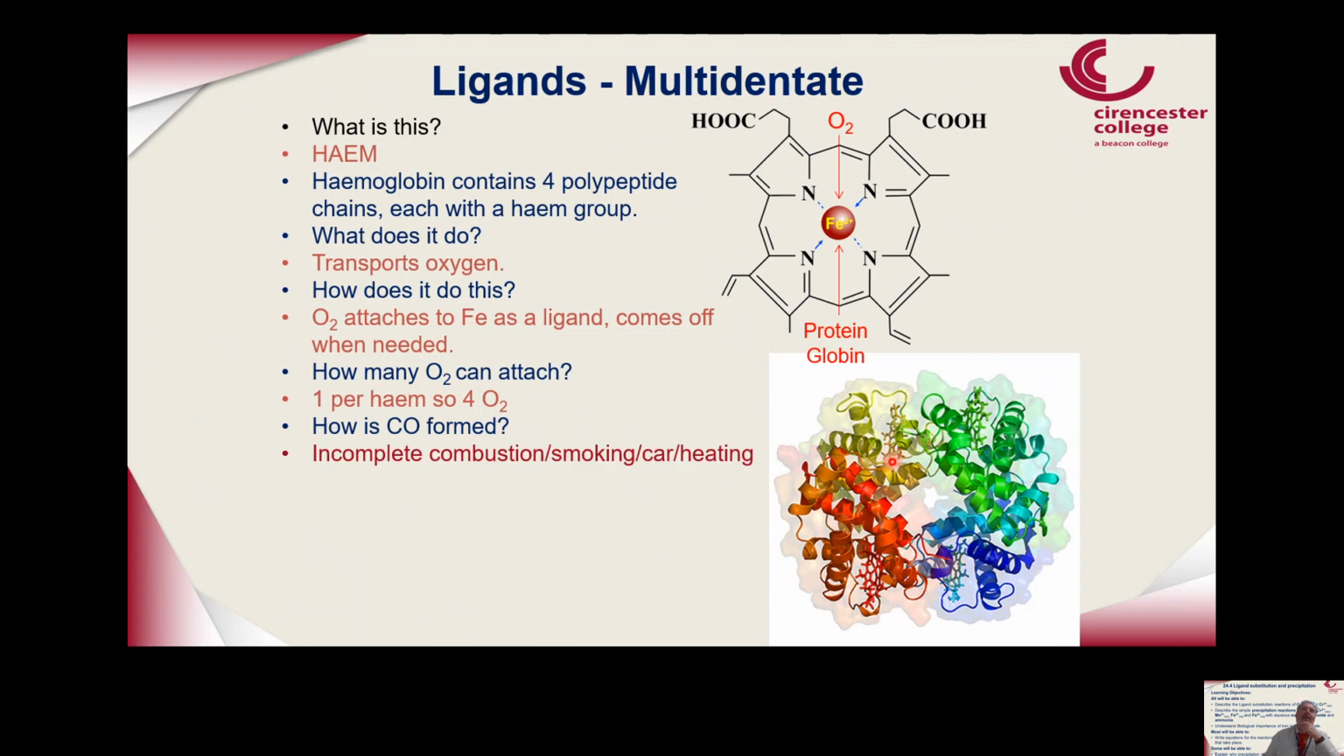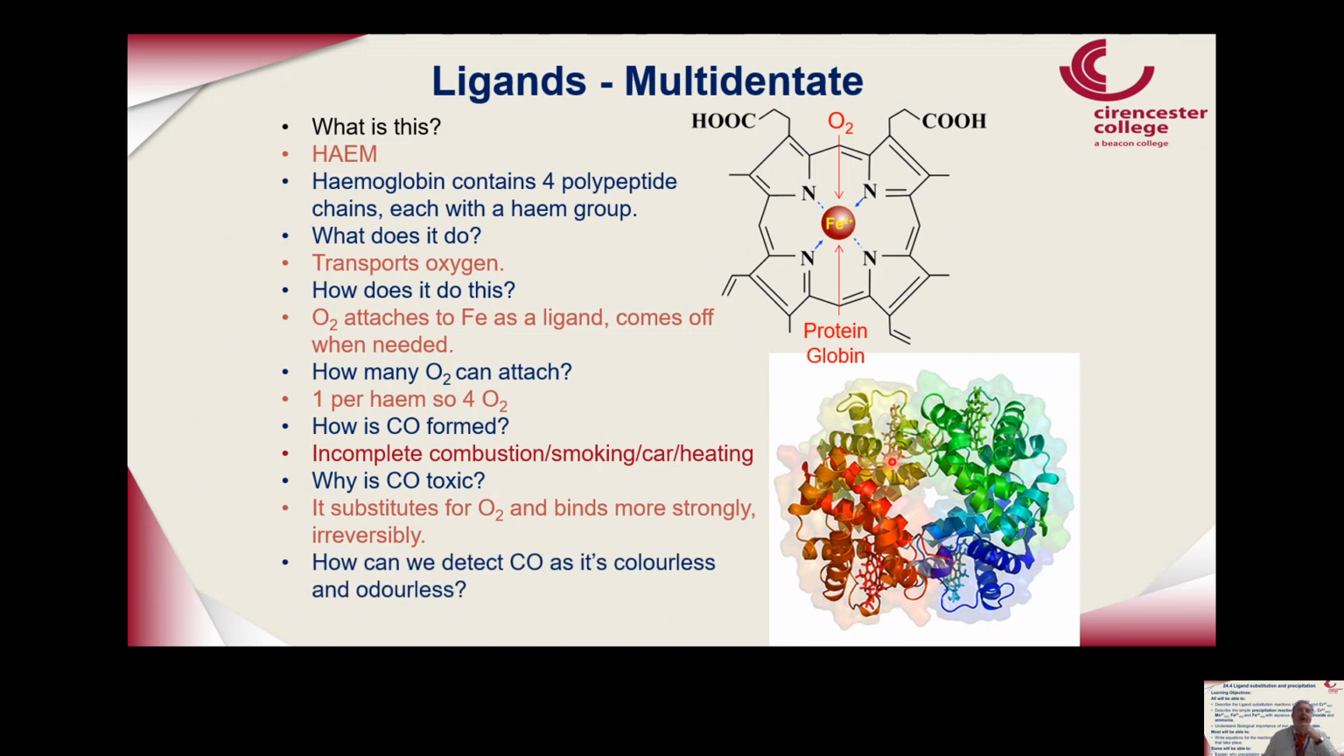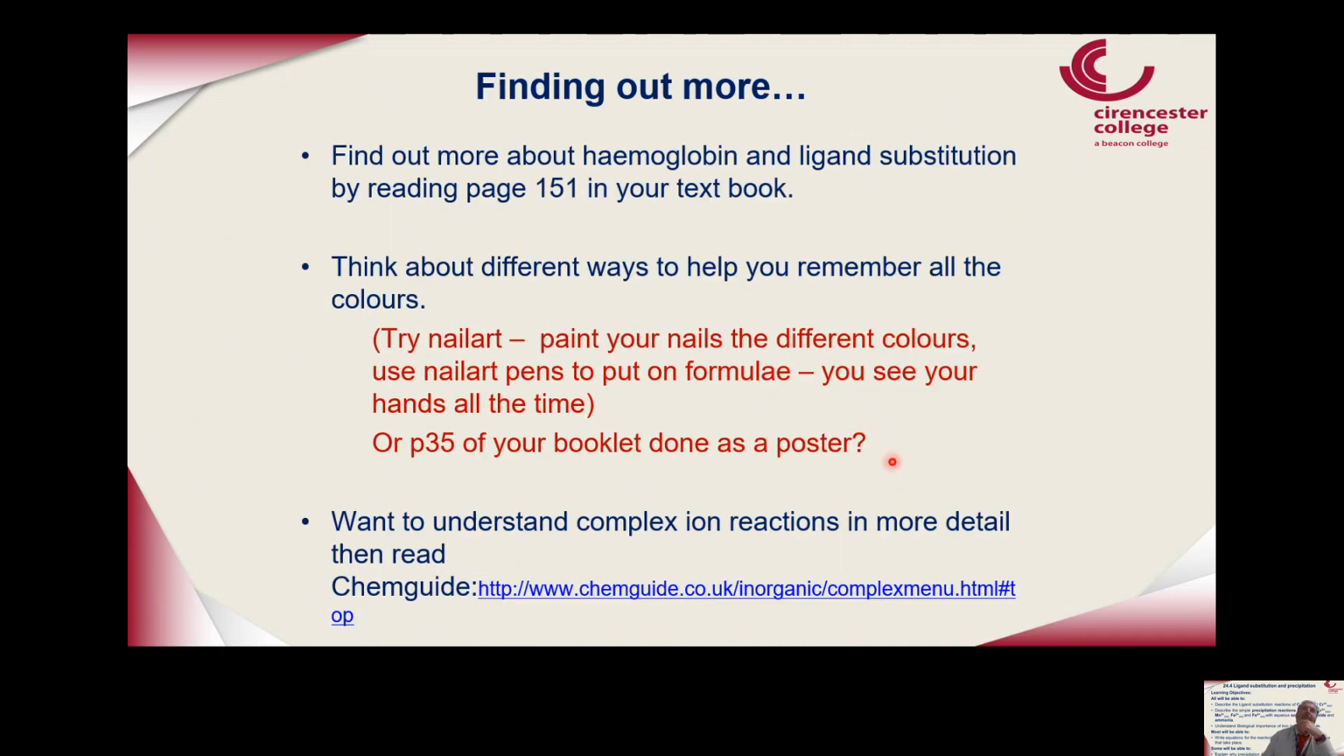Carbon monoxide is produced by incomplete combustion, etc. Why is it toxic? It substitutes for oxygen and binds more strongly, irreversibly. It's colourless and odourless, so we'd have to use a CO sensor, which is why a lot of the rooms here are fitted with carbon monoxide sensors and carbon dioxide sensors probably, and they will then start the fan systems if the levels get too high. So find out more about hemoglobin and ligand substitution by reading page 151 in your textbook.